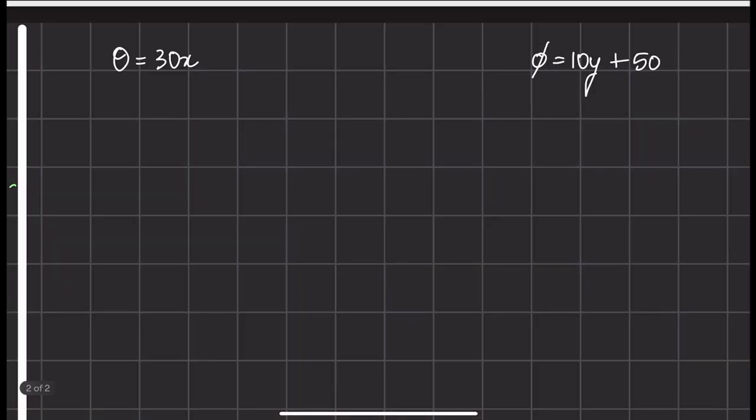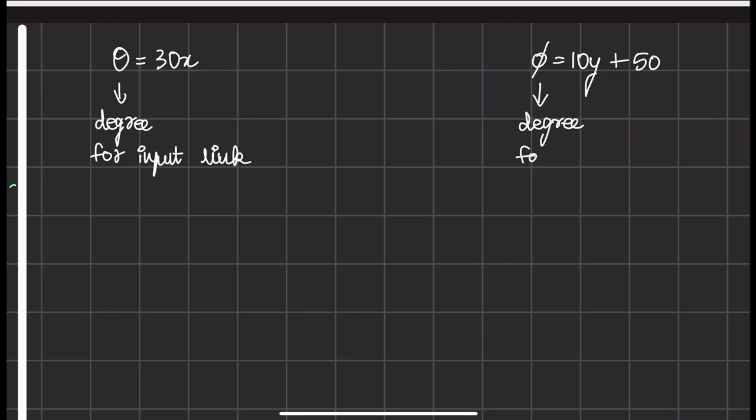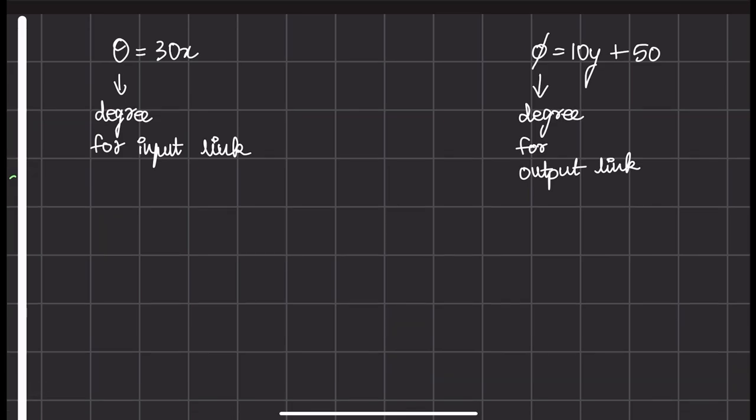After solving, we get the equations for theta and phi. Theta is the degree for input link, and phi is the degree for output link. Now, with these two equations, we will be substituting the values of x1, x2 and x3 and y1, y2 and y3, and we'll be finding the values of theta 1, theta 2, theta 3 and phi 1, phi 2, phi 3.